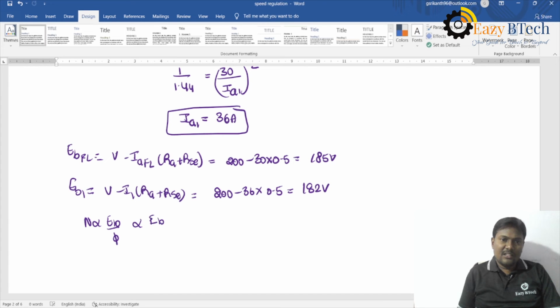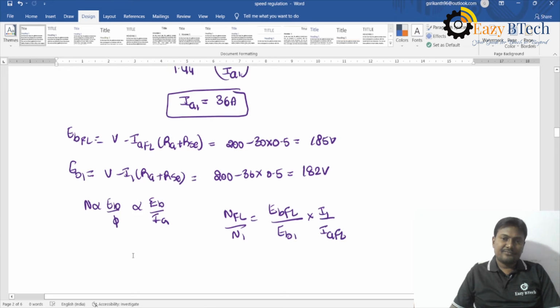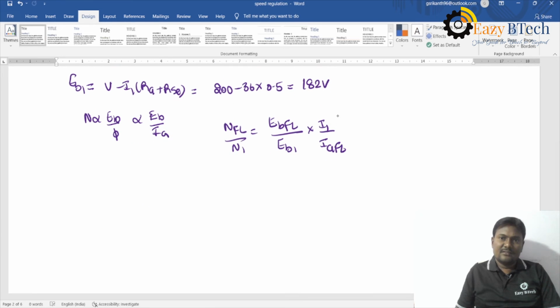That is EB divided by IA. N full load divided by N1 is equal to EB full load by EB1 into I1 divided by I full load. Why? Because phi goes upside, right? So then this is IA1.